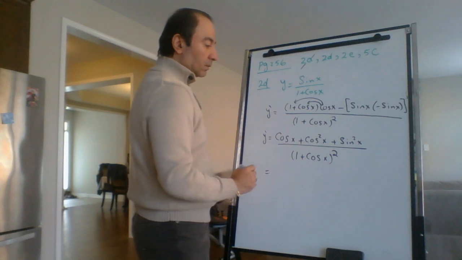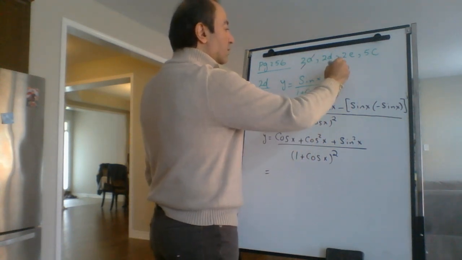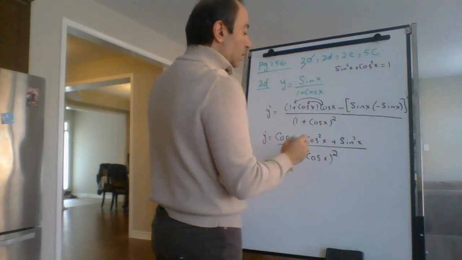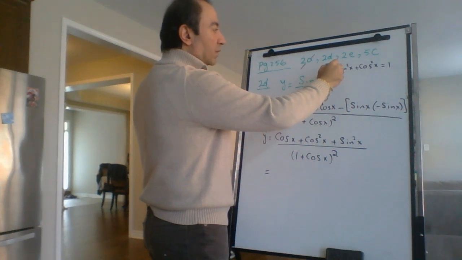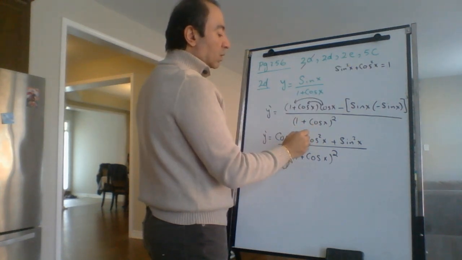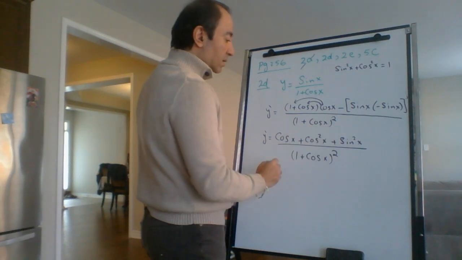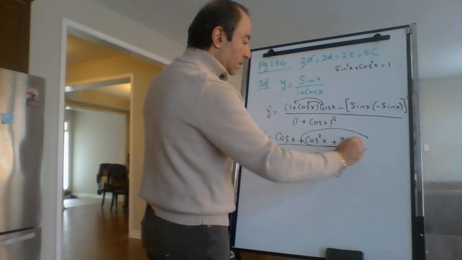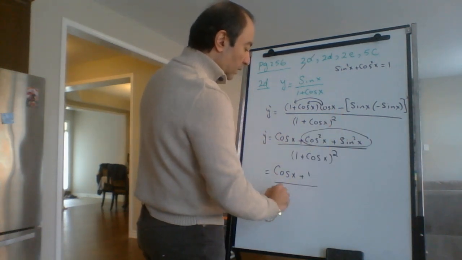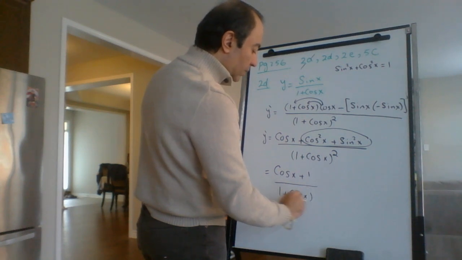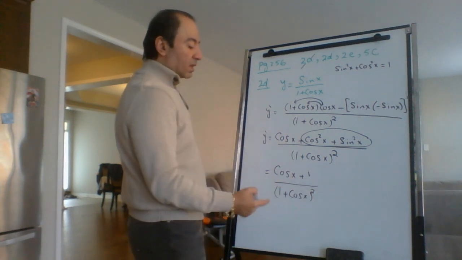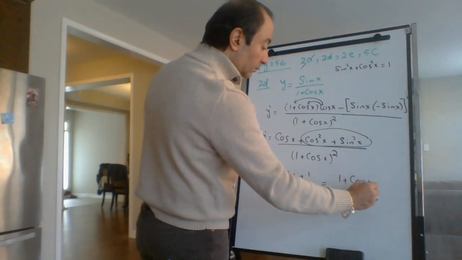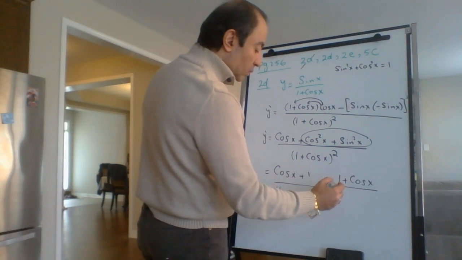We all know the famous trig identity, sine squared x plus cosine squared x equals 1. So it doesn't matter if sine squared first or cosine squared first. So it is cosine squared plus sine squared, that's 1. So cosine x plus this is equal to 1 over 1 plus cosine x squared. This is the same as 1 plus cosine x. It doesn't make any difference. They are the same. Cosine x plus 1 is the same as 1 plus cosine x.